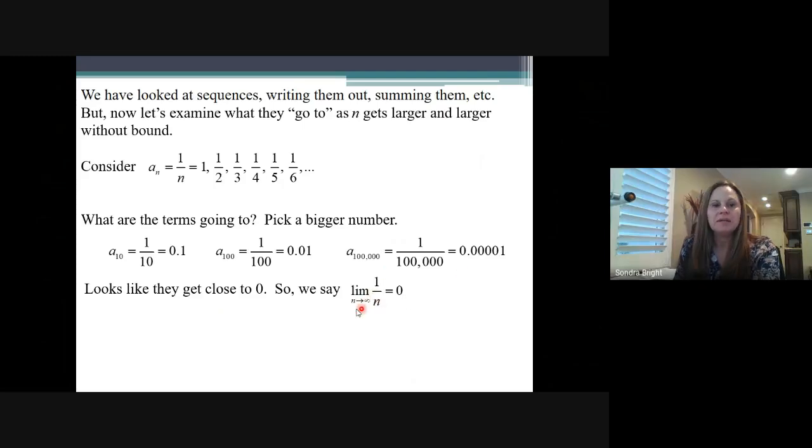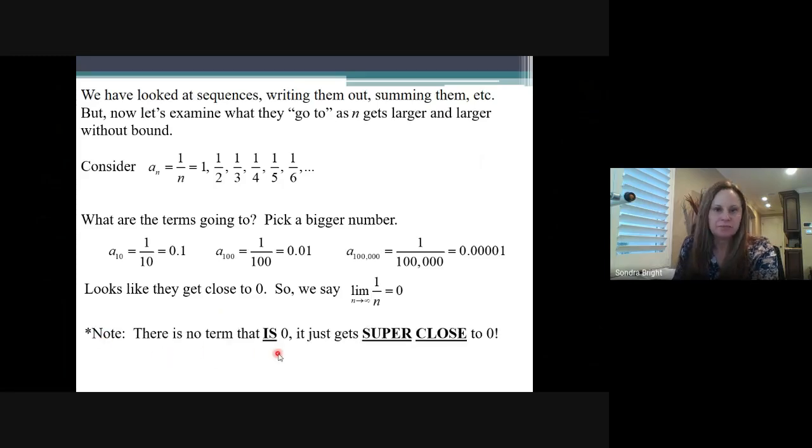Now, super important that there is no term that is actually equal to 0, right? Dividing 1 on top, you'll never equal 0, but it's just getting super duper close. It's approaching that asymptote, getting really, really close, not touching it. So there's not a value you can plug into n where 1 over n is actually equal to 0, but it gets so close that we could say that the limit is equal to 0.